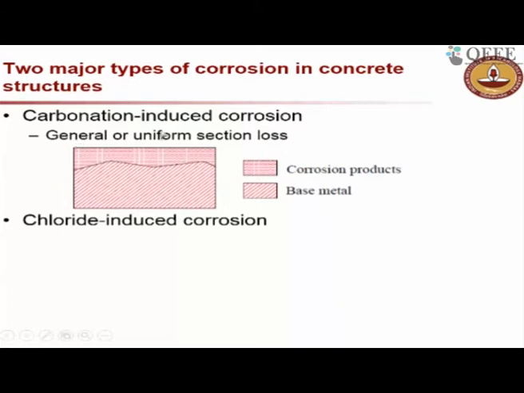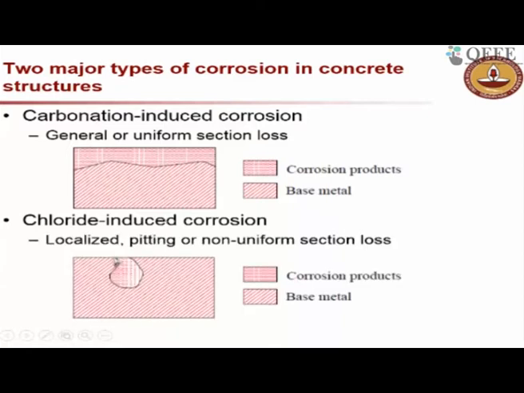In carbonation induced corrosion, you might see more or less a uniform pattern of corrosion, where this region here is the corroded part, and this is the base metal which is not corroded yet. So you can see the difference. It's more or less uniform.